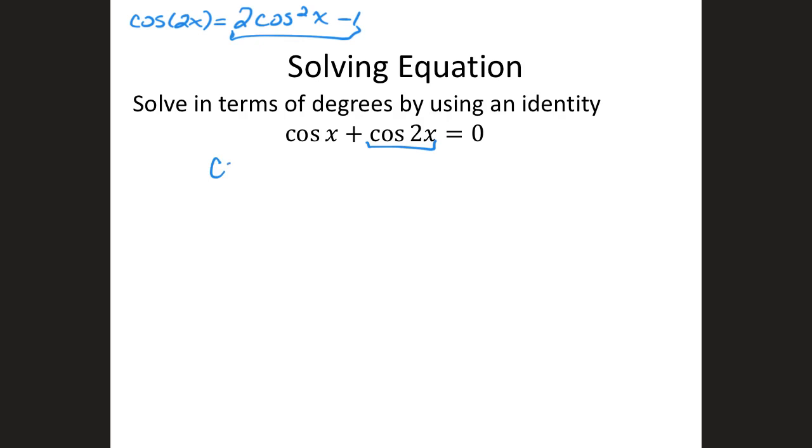So I've got cosine of x plus 2 cosine squared of x minus 1, again using that identity to replace, is equal to 0. I'm going to rearrange this so that it is in standard form, meaning my highest exponent is first. And then I can try to solve this by factoring. I've now turned it into a quadratic. Pause the video and see if you can finish this problem off, factor, and set your factors equal to 0.